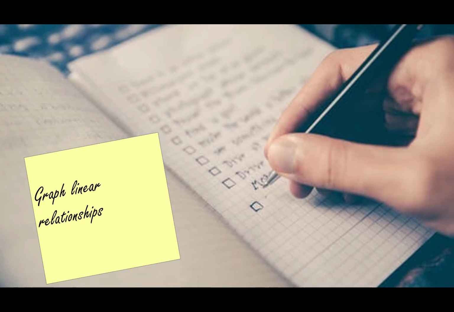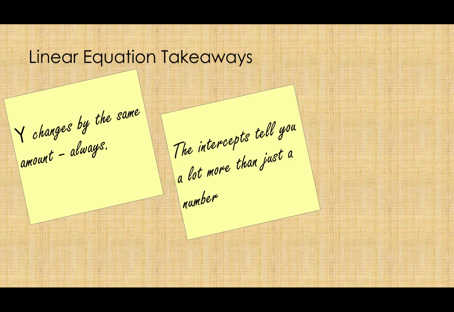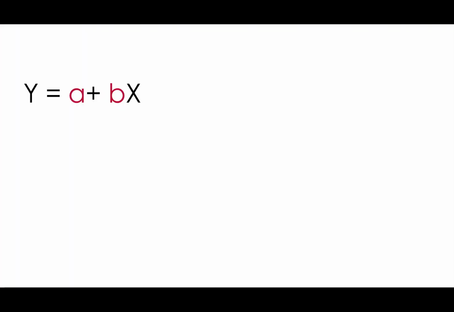The takeaways from linear equations are twofold. The first is that linear equations have constant slopes, and that means that as x changes, y changes by the same amount forever. And the second takeaway is that the intercepts of the x and y axis, if they exist, have some useful and meaningful information beyond a simple number of 2 or something like that. So it's time to delve into the math.